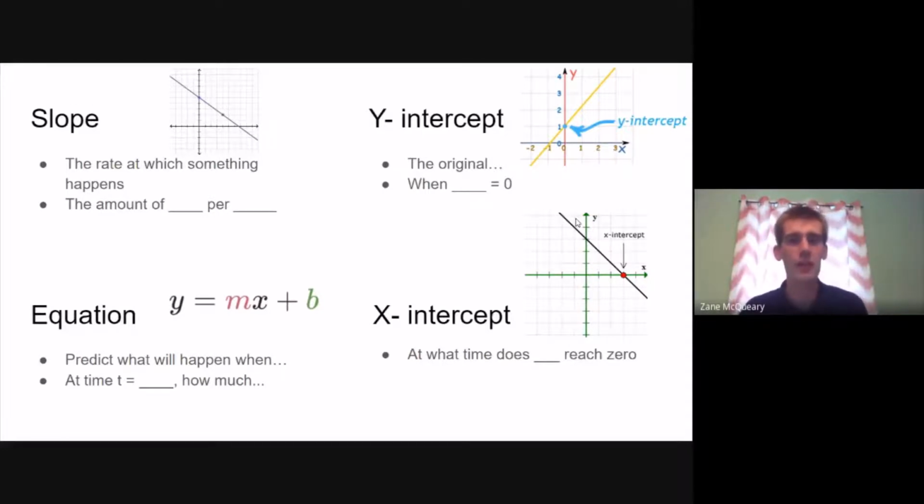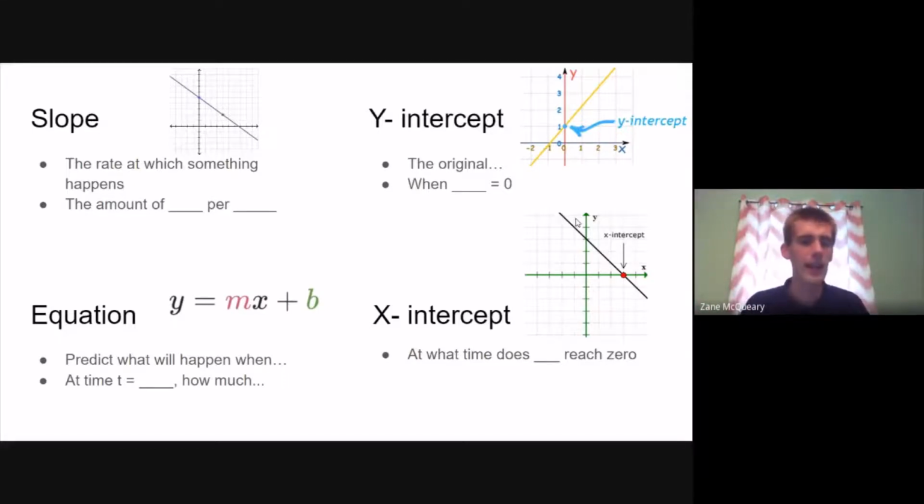The y-intercept, it's like the original. When x equals 0, this is what you got. AKA, it's where your line crosses your y-axis. Your x-intercept is the opposite. It's where it crosses the x-axis. So when your dependent variable, which we'll get to later, or y is equal to 0, what is x?